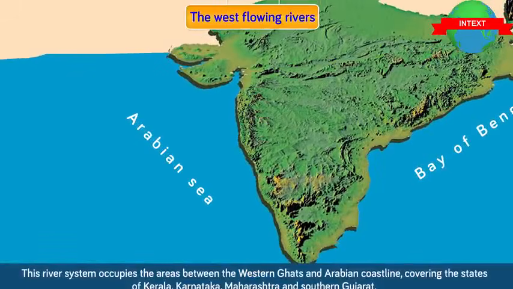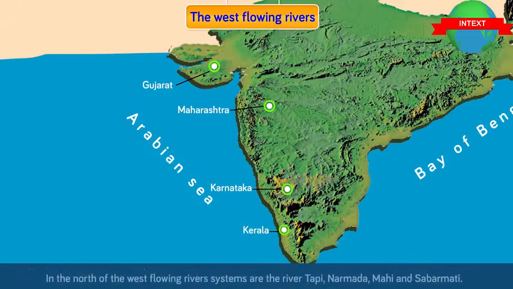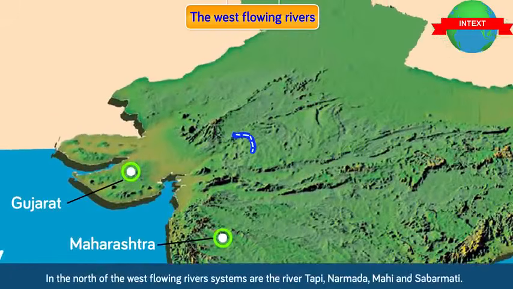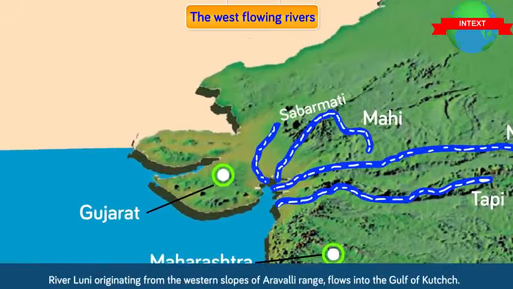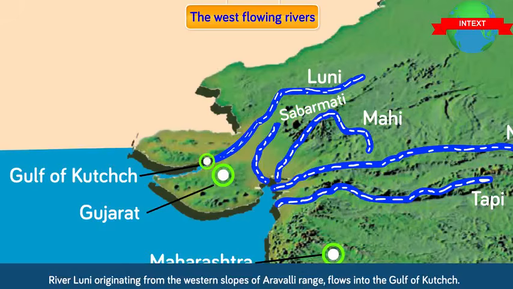B. The west-flowing rivers. The river system occupies the areas between the Western Ghats and the Arabian coastline, covering the states of Kerala, Karnataka, Maharashtra and southern Gujarat. In the north of the west-flowing river systems are the river Tapi, Narmada, Mahi and Sabarmati. River Luni, originating from the western slopes of Aravalli range, flows into the Gulf of Kutch.